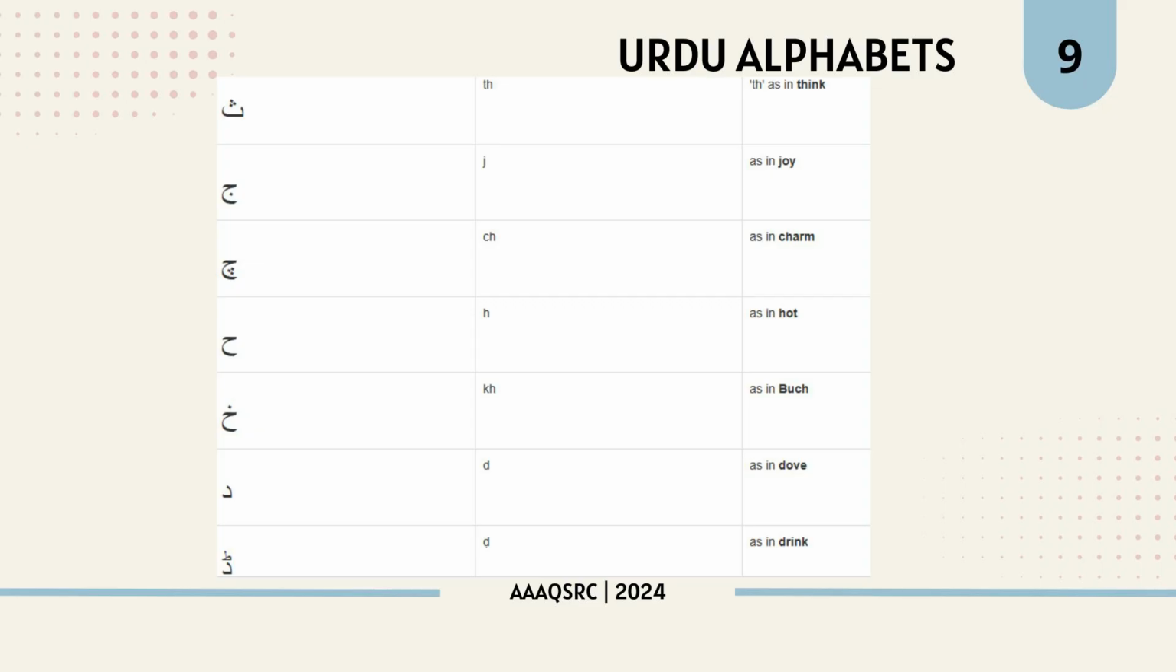Another alphabet is toy, which has a small mark on the straight line, and it's called te. The next we have is sa. In Arabic and in Urdu it's said sa.